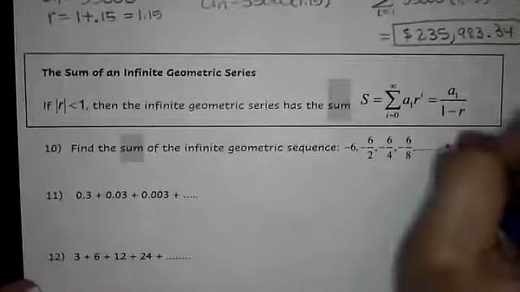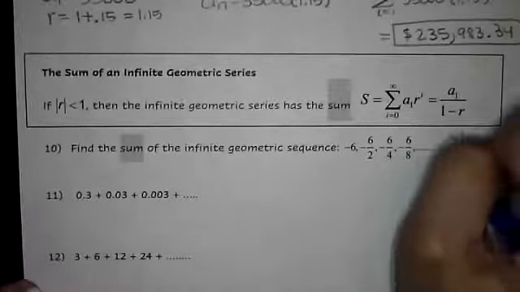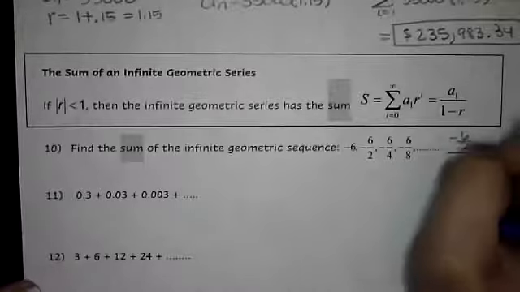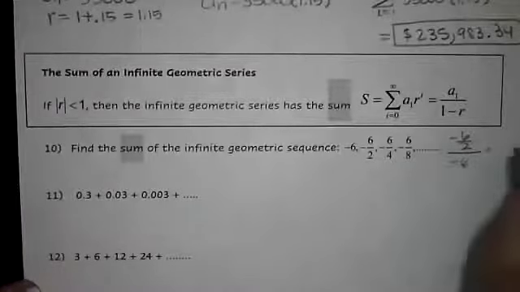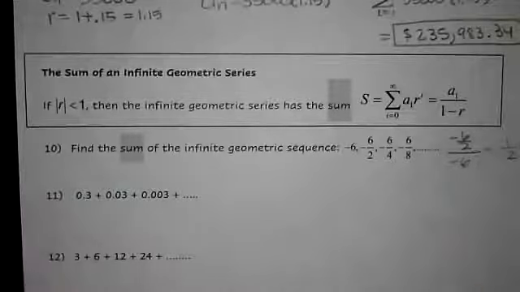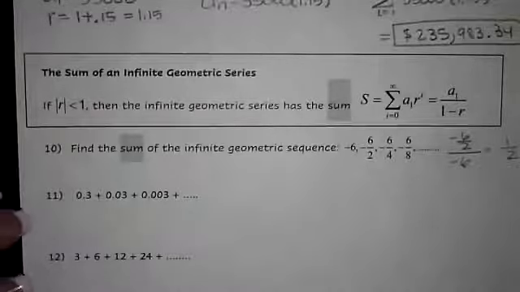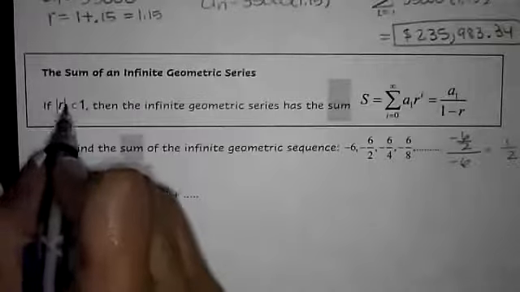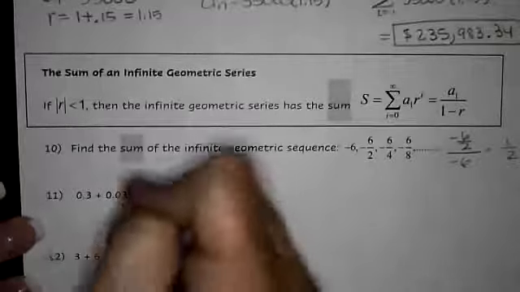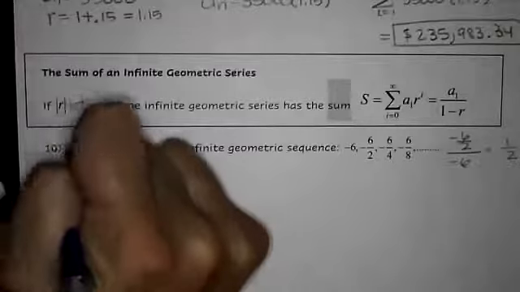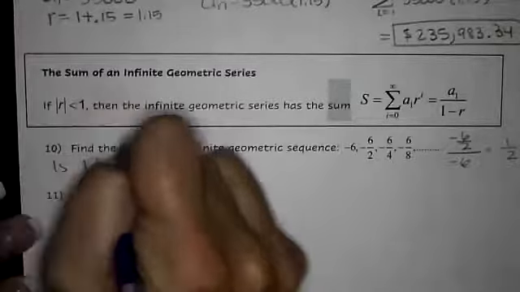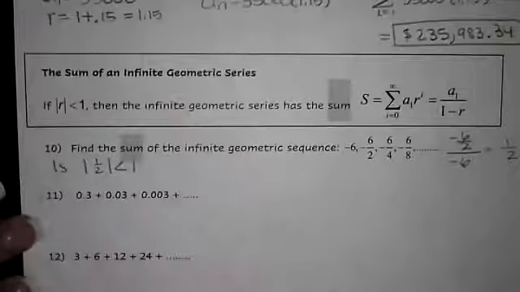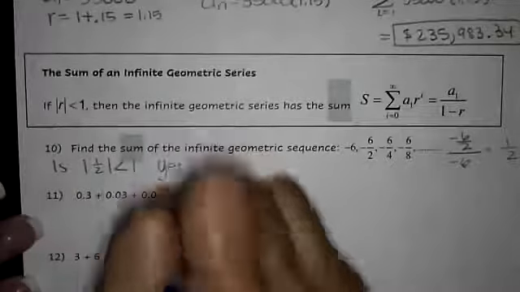All right, so find the sum of the infinite geometric series here. We take our -6/2 and divide by -6 to find that ratio. And so our ratio here is 1/2. The first thing you need to do when you figure that out is see if it meets the criteria. And our criteria here is if that rate in absolute value is less than 1. So is 1/2 less than 1? The answer to that is yes, it is.